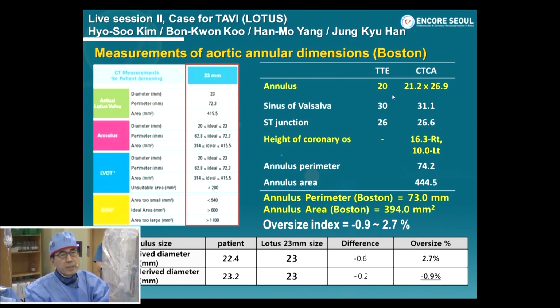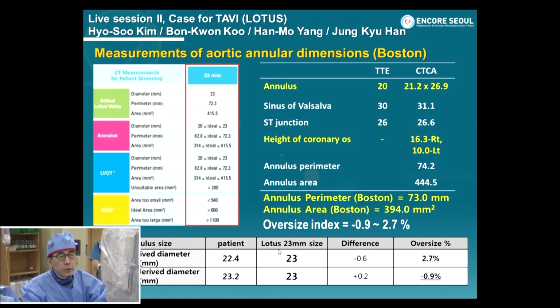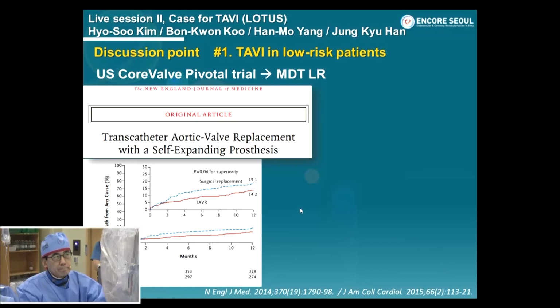To summarize measurement, size 20, 21, 26, height of coronary ostium 16, 10, perimeter 73, area 394. Thus, area-derived diameter is 22.4, perimeter-derived diameter is 23.2. That corresponds to a 23 millimeter LOTUS valve with oversize index just plus minus 1 or 2%. Plus, we prepared two discussion points. The first one is TAVI in low surgical risk.